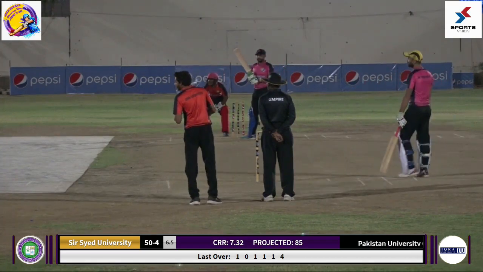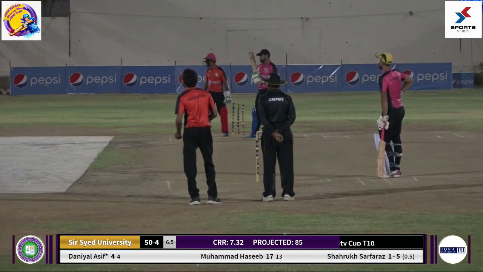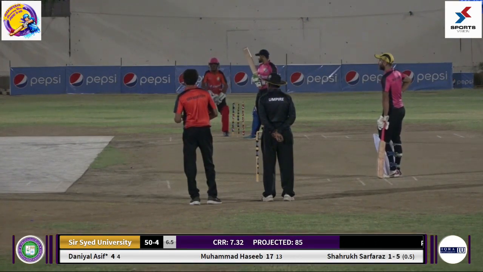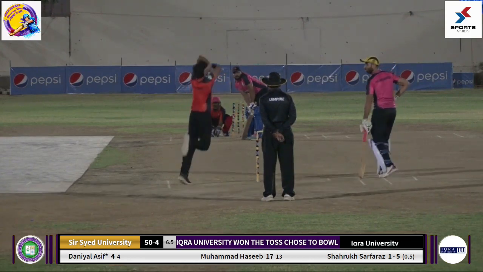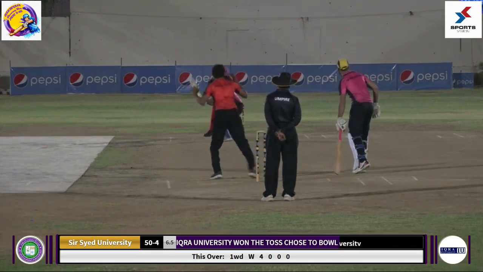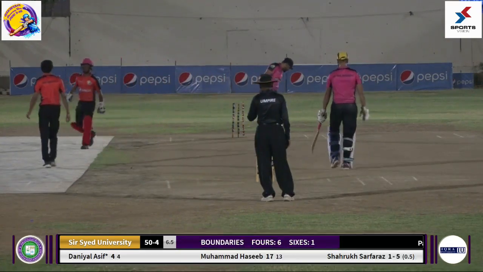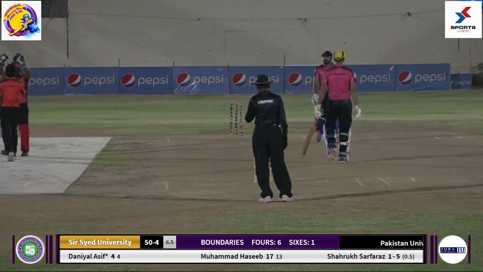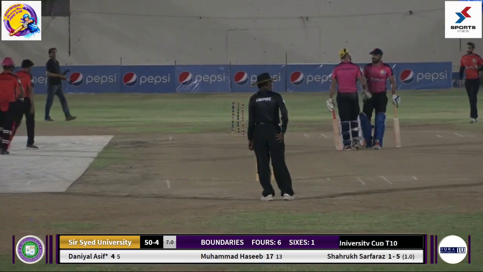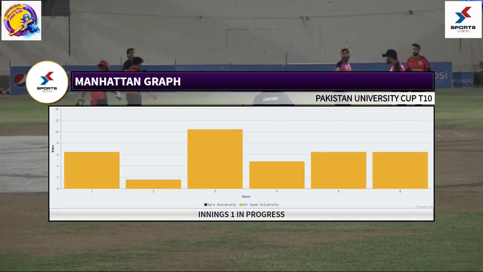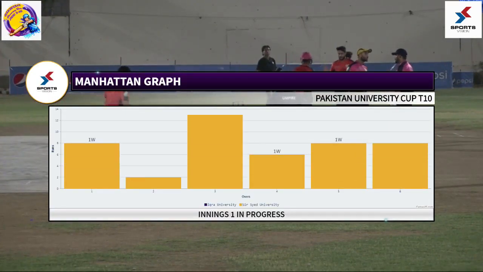Last ball coming up of the over. 5 runs conceded in this over. 50 for 4, SSUET. That boundary brought up the half century. Tried to work towards third man, got beaten. So 4 dot balls in a row. Very good over by Shahrukh Sarfraz. And after 7 overs, 50 for 4.